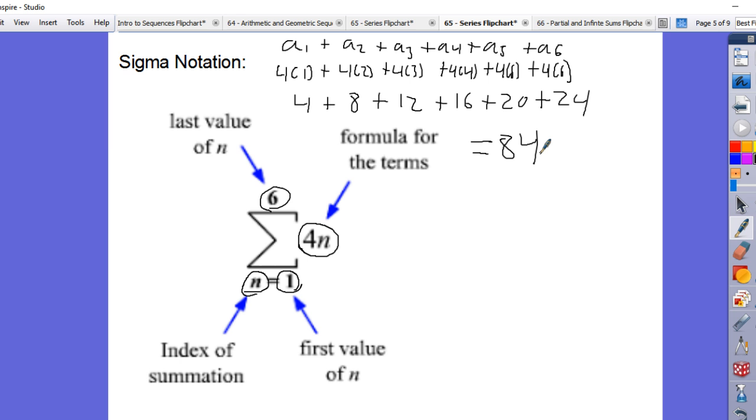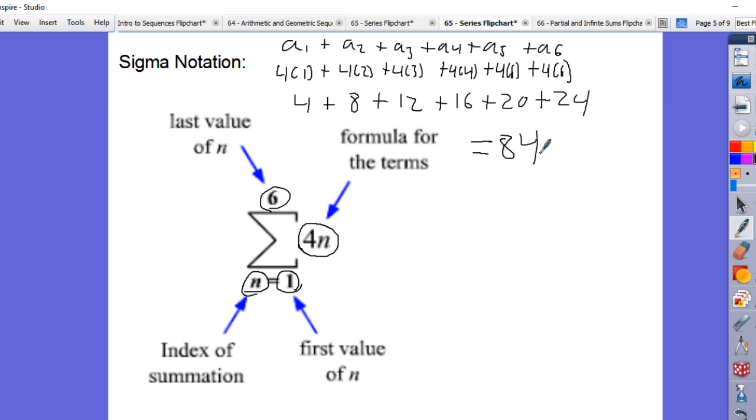4 times 1 plus 4 times 2 plus 4 times 3 plus 4 times 4 plus 4 times 5 plus 4 times 6. So this would be 4 times 1 is 4, 4 times 2 is 8, 4 times 3 is 12, 4 times 4 is 16, 20, 24. Then I add them up. 4 plus 8 is 12, plus 12 is 24, plus 16 is 40, plus 20 is 60, plus 24 is 84.